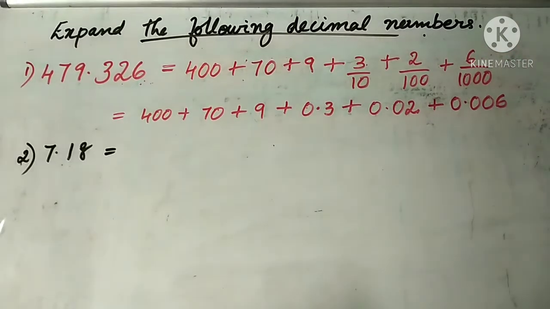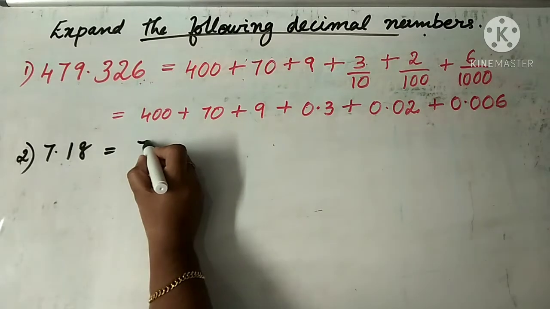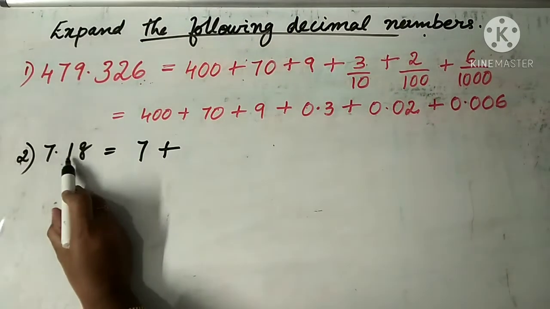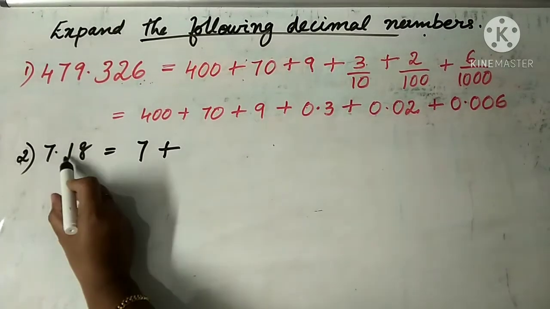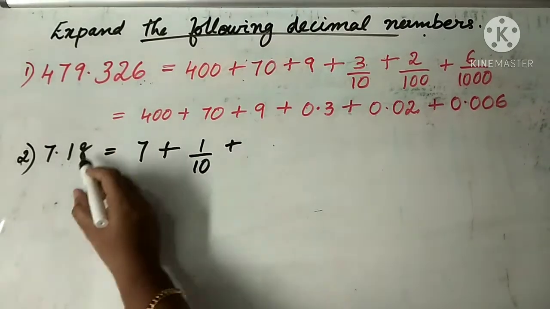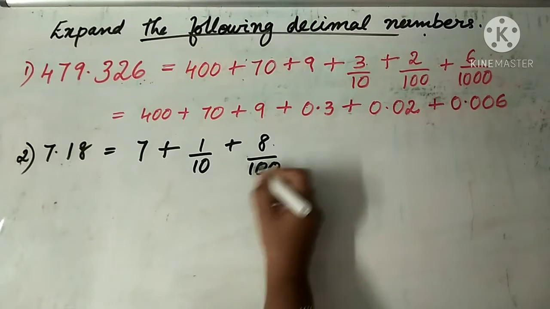Okay, now second question, 7.18. Before the decimal point there is only one number, and the place value is ones. So we write 7 plus, after the decimal point, place value comes like 10th, 100th, 1000th. So 1 is in the 10th place, 1 by 10, plus 8 is in the 100th place, 8 by 100.